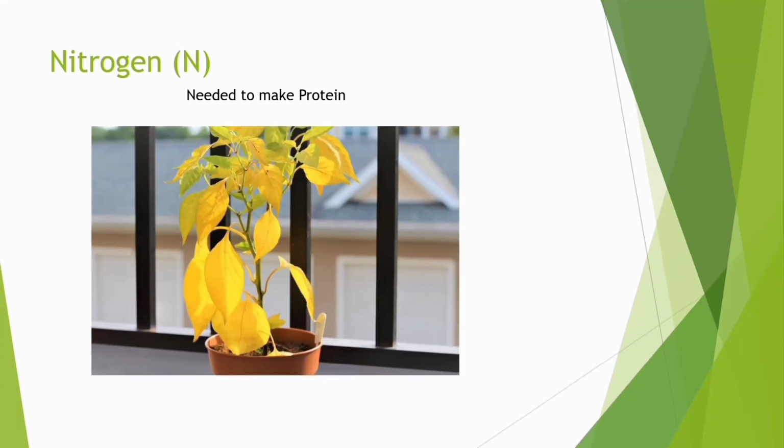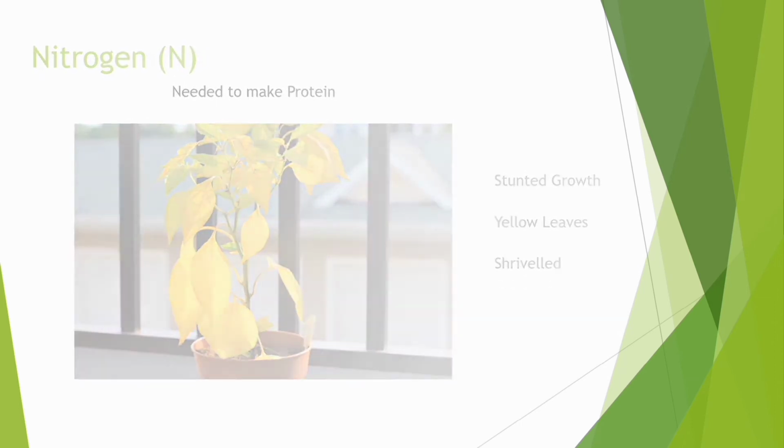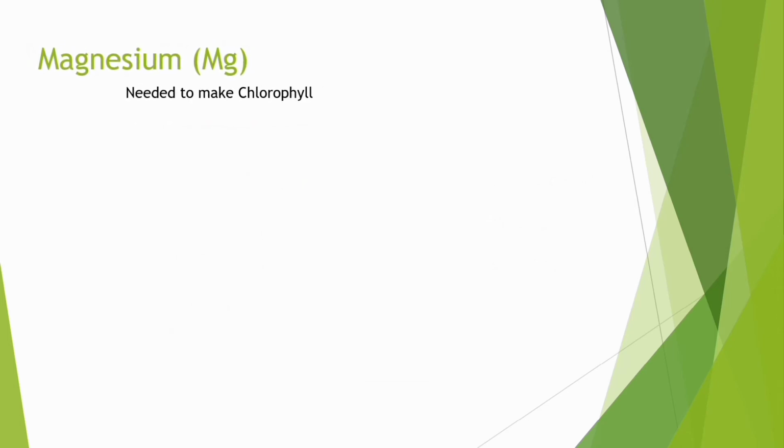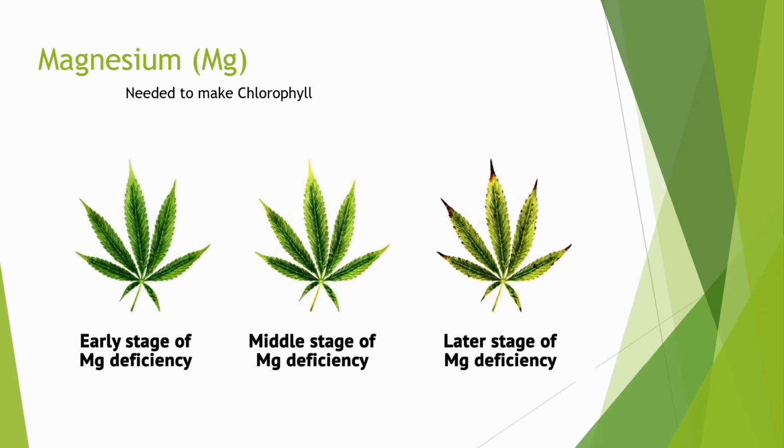Nitrogen is needed to make protein. Without it, plants will have stunted growth. Leaves will be yellow and sometimes shriveled. Magnesium is needed to make chlorophyll. Without it, plants' growth will be limited because they will do less photosynthesis.